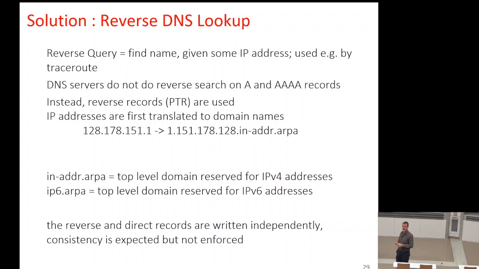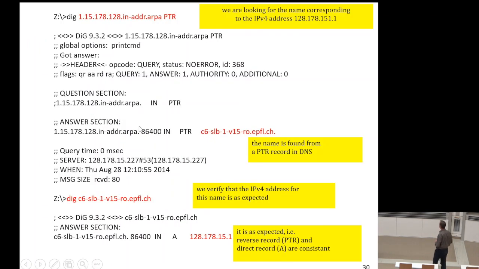And then when traceroute does a reverse lookup, it simply asks what is the pointer record that corresponds to that address here. We see that here, for example, I can ask what is the name of this, and I will find as a response this name here, and I can check by asking what is the IP address that corresponds to this name. I will find the same.